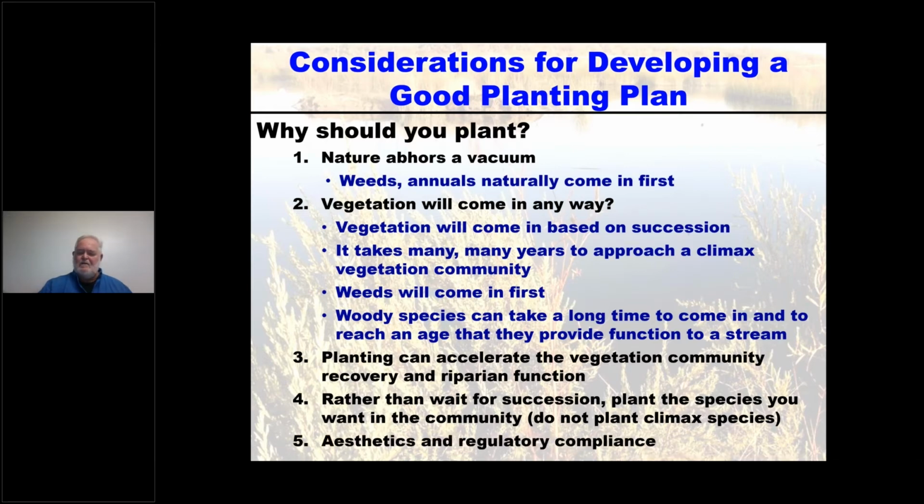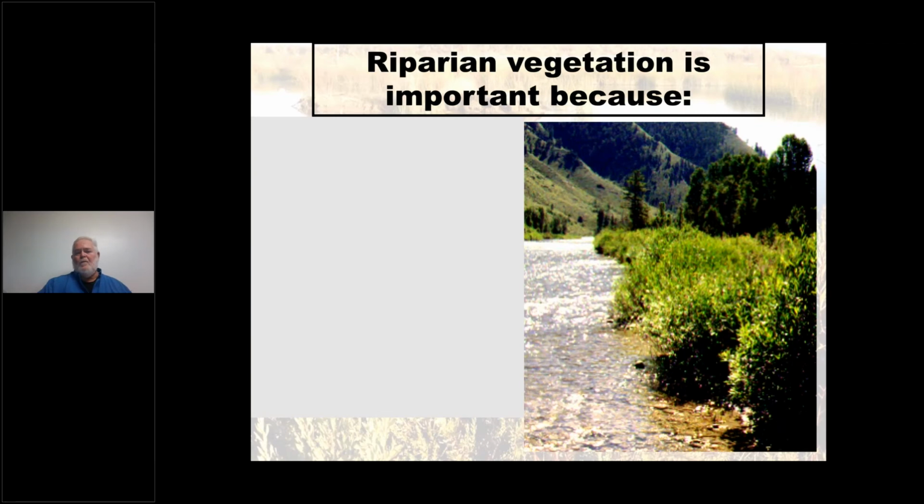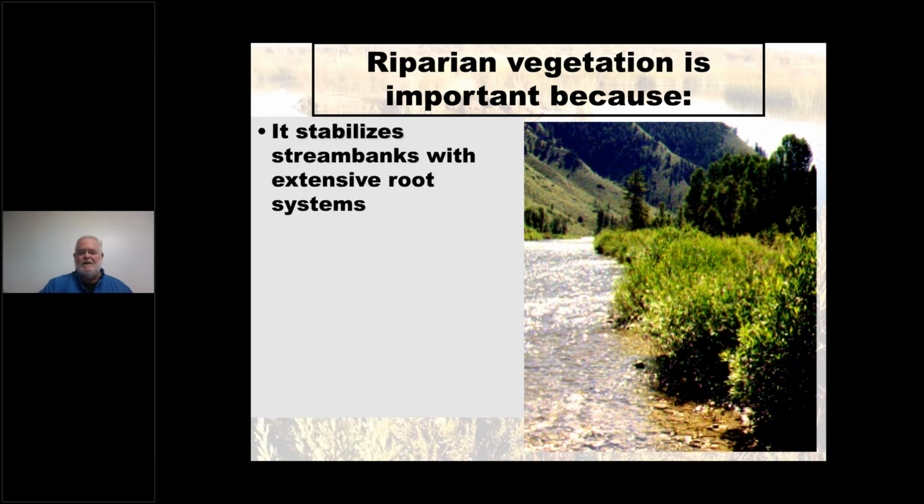And last, don't forget, number 1 is aesthetics, and number 2 is regulatory compliance. The Corps is starting to require that you plant, and making sure that you have a good planting plan will help you be in compliance. So why this big thing about riparian vegetation? It's important for a number of things. A couple things are, it stabilizes the stream banks, because it has pretty good root systems.